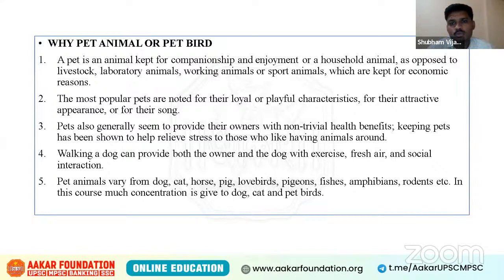Now you are clear about the two different types of animals based on purpose. What is the basis of classification? That is the purpose. The next one is the economic purpose. The animals included there are livestock, meaning our cattle, buffalo, sheep, goat, then laboratory animals used to do experiments on, working animals on the farm, then sport animals like the horse particularly. But the pet animal or pet bird is kept simply for enjoyment or companionship.